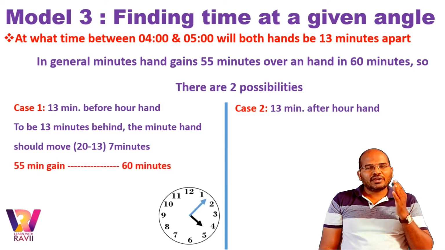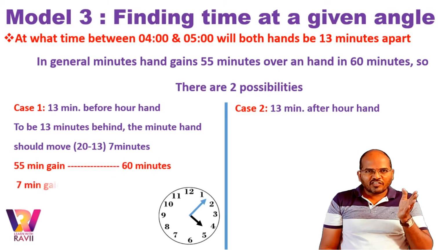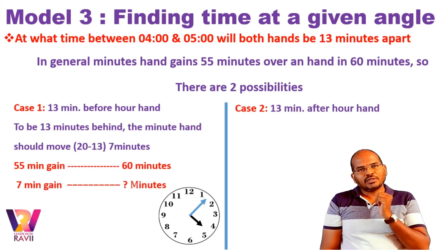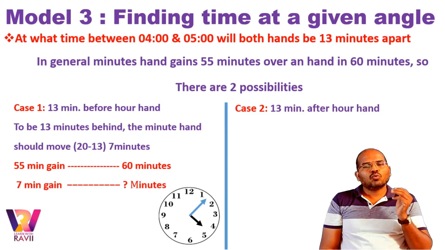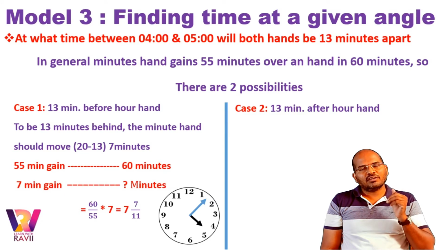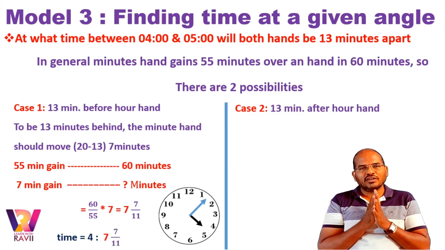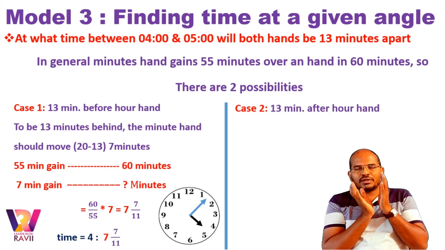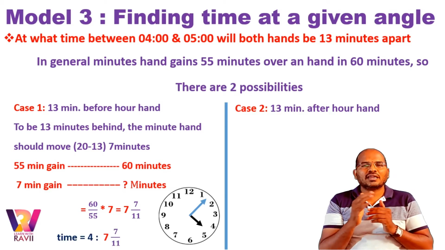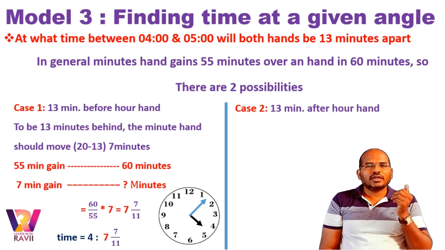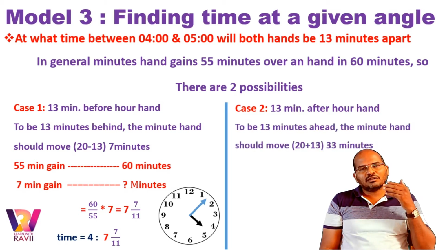So you find that the minute hand is after 5. So to gain 55 minutes, we have 60 minutes. So to gain 7 minutes, what do we have? So we calculate it and we get 7 by 11. So at a time called 4:07 and 7 by 11, the minute hand and the hour hand are 13 minutes apart.